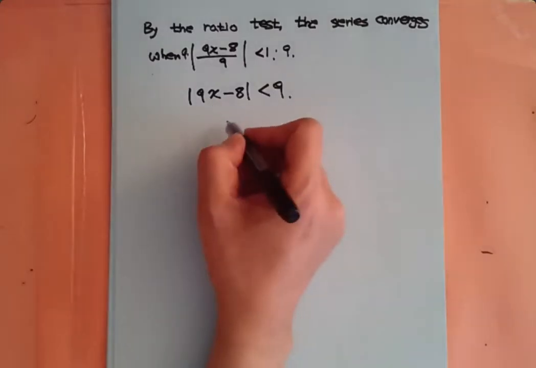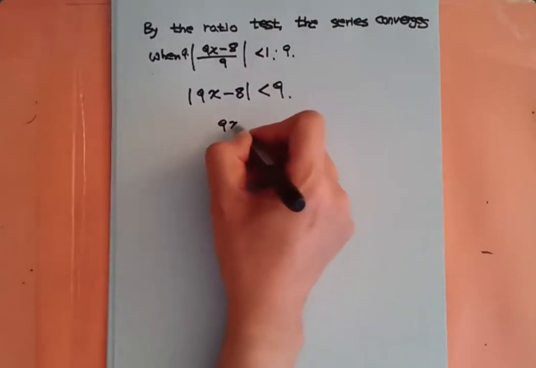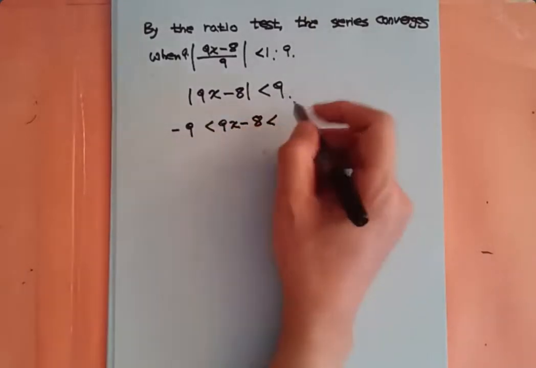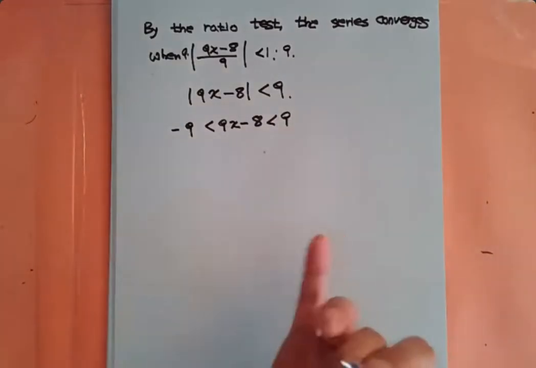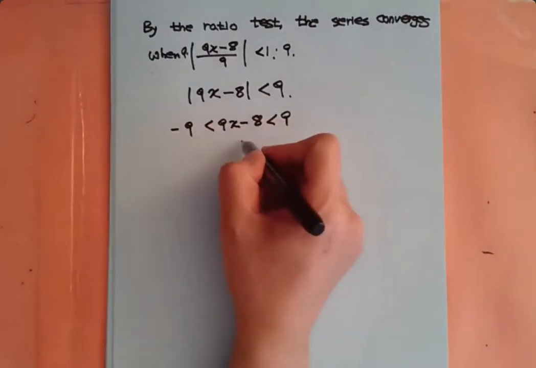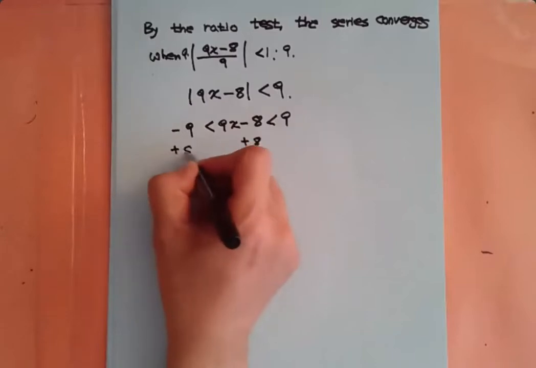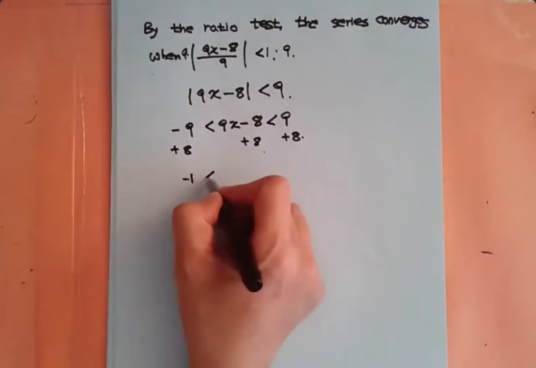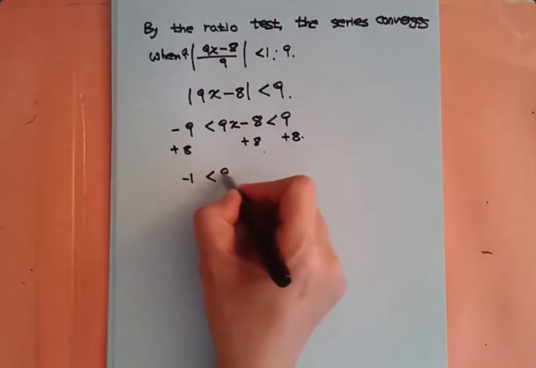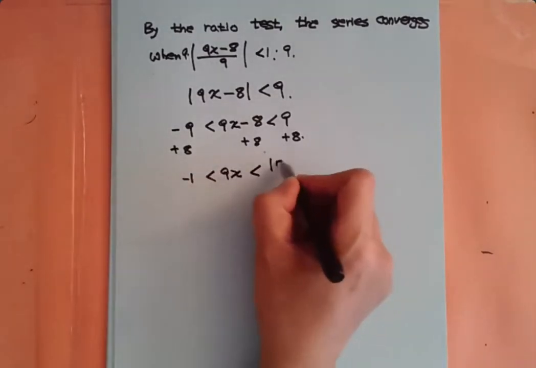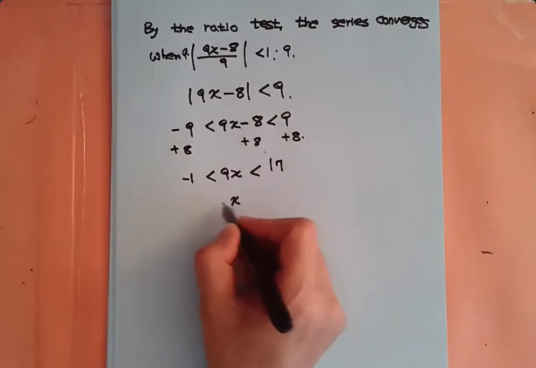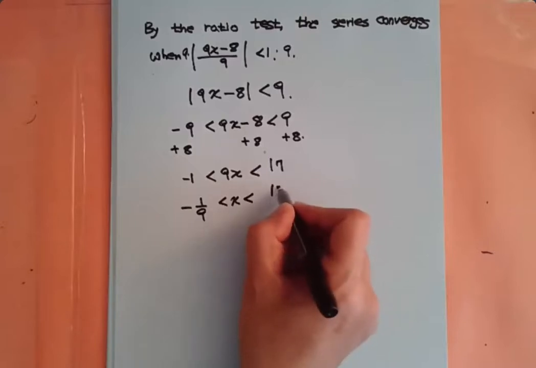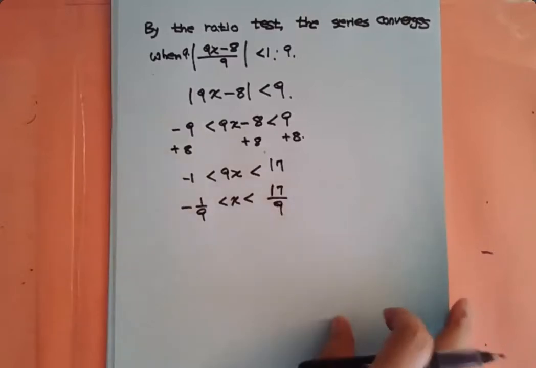So we can rewrite this absolute value inequality by writing it as negative 9 to 9. And then we add 8 on each side. Then the left side will have negative 1. And in the middle, we have 9x. And on the right side, that is 17. So x is between negative 1 over 9 and 17 over 9.